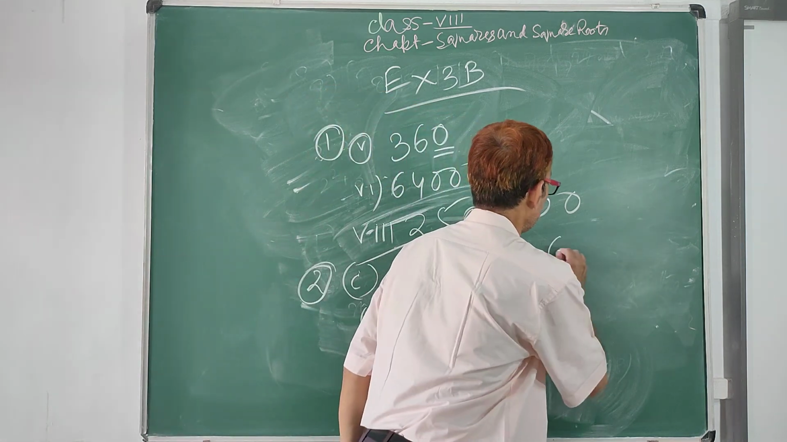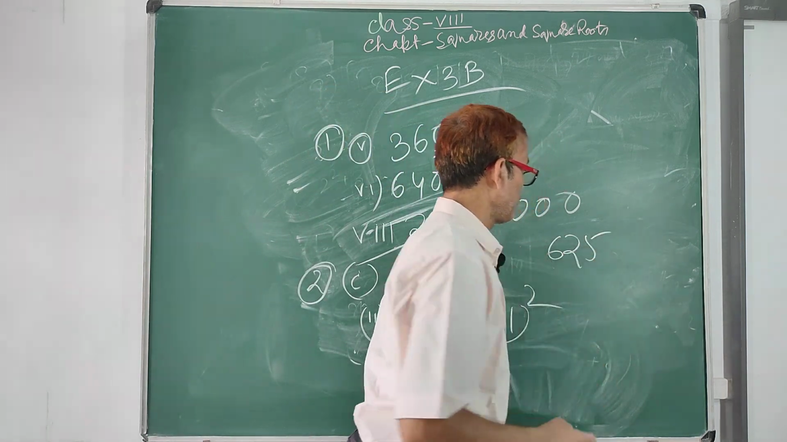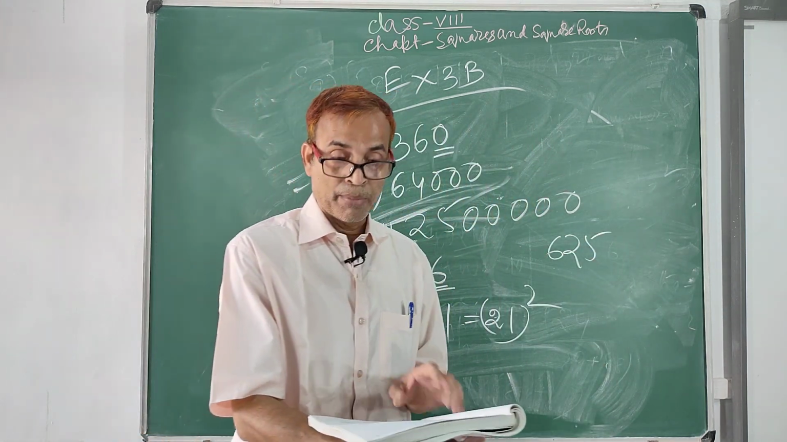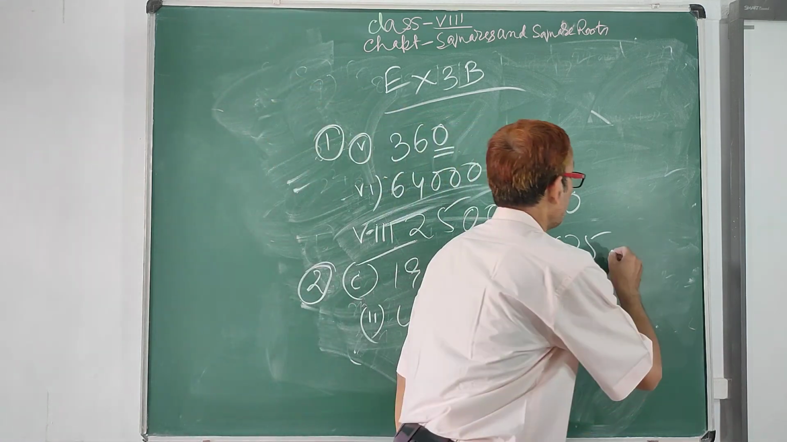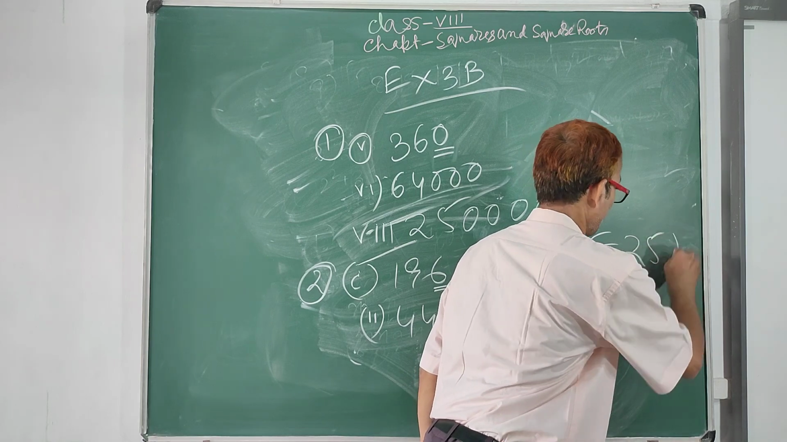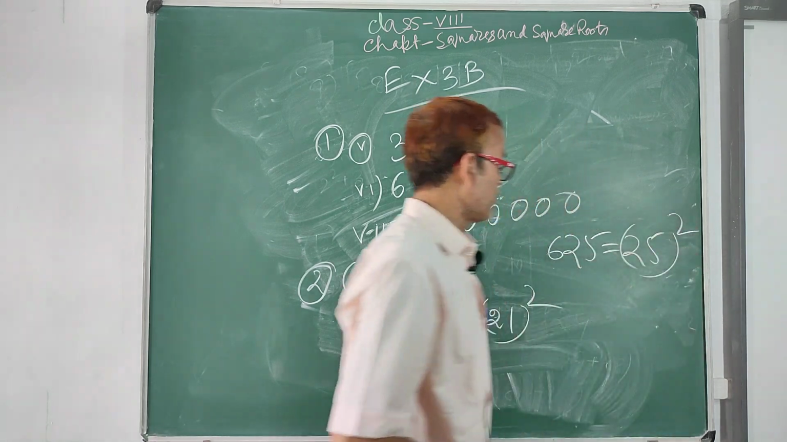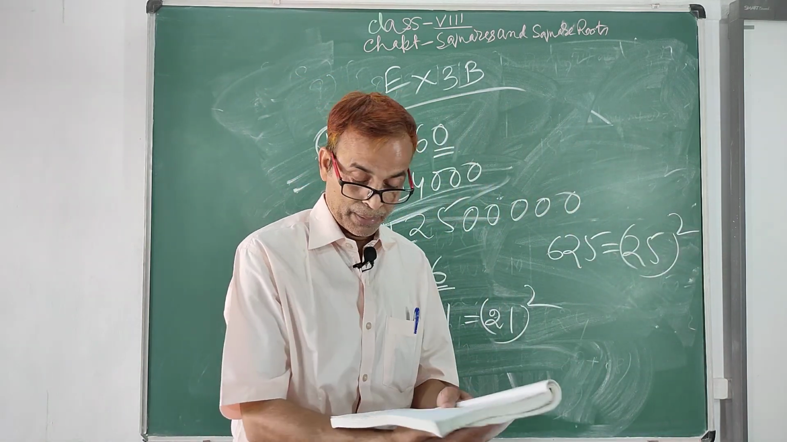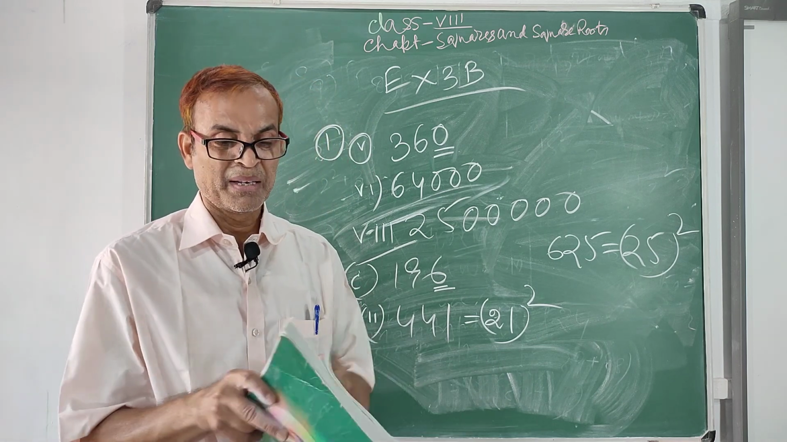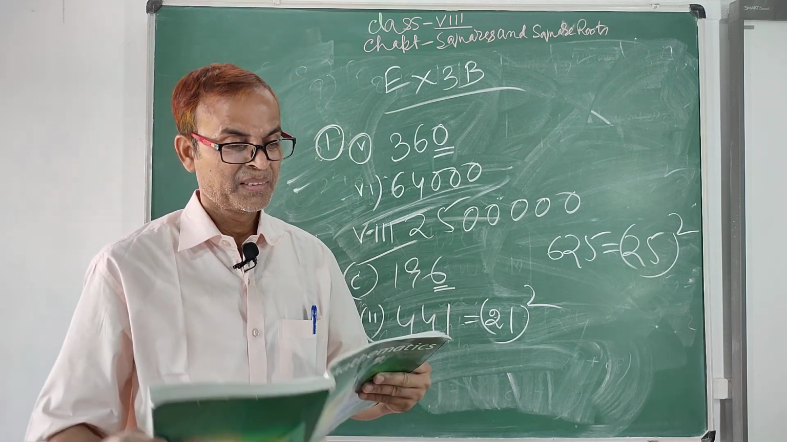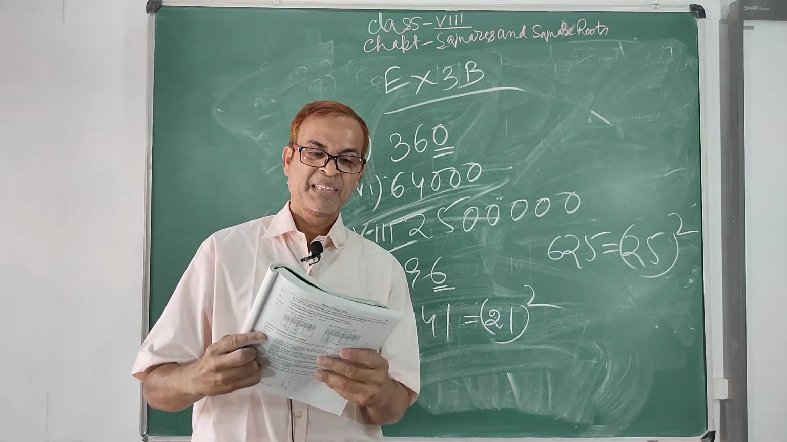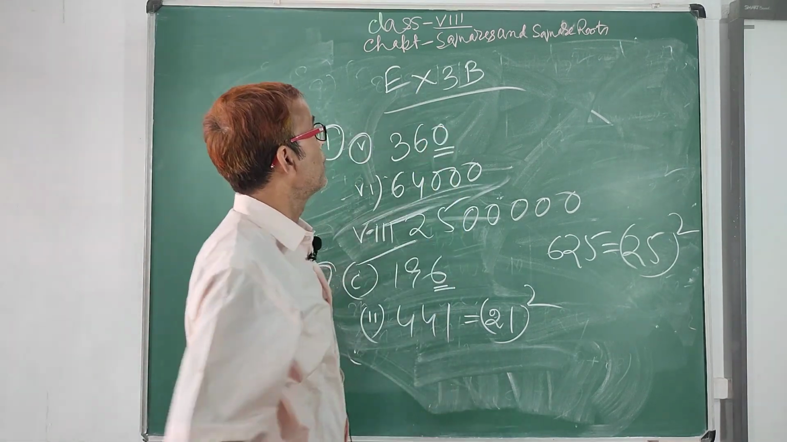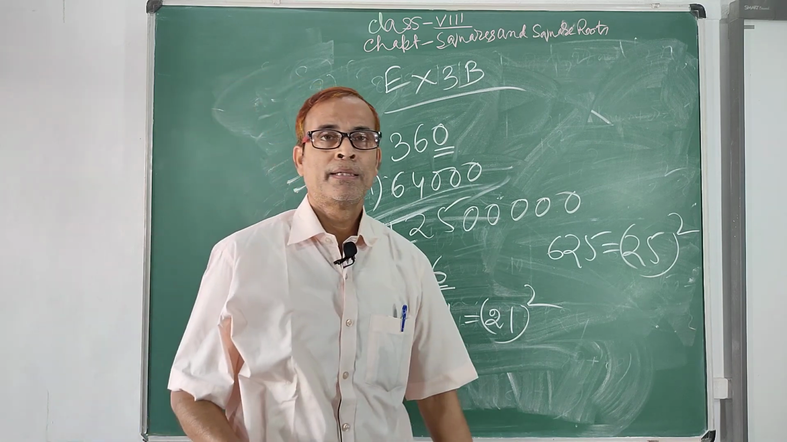Next, 6, 2, 5. Here 6, 2, 5 ends in an odd digit, so this is the square of an odd number. This is 25 square. 25 is an odd number, so 625 is the square of an odd number. Solve the sums, all sums in exercise 3b.